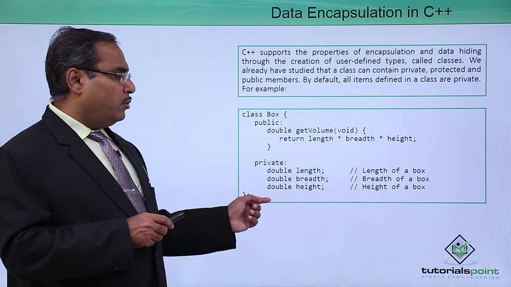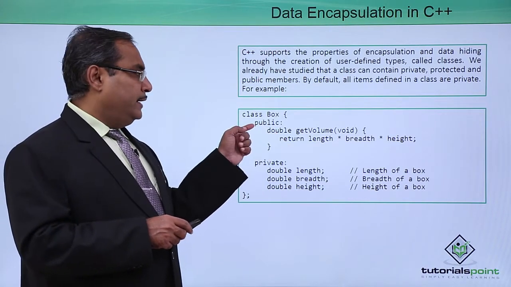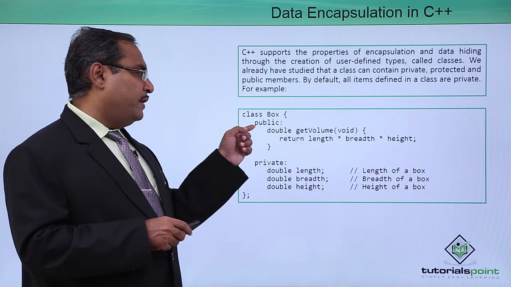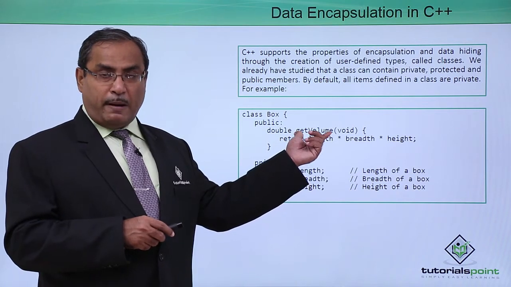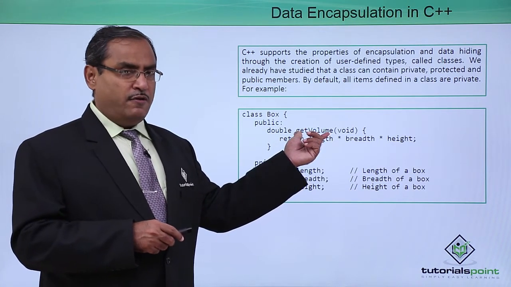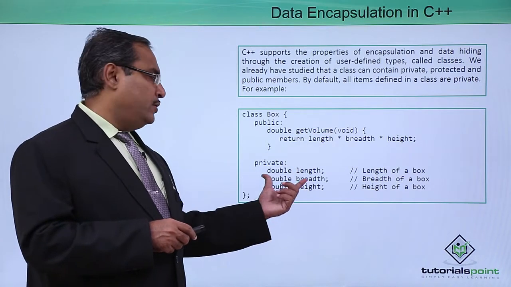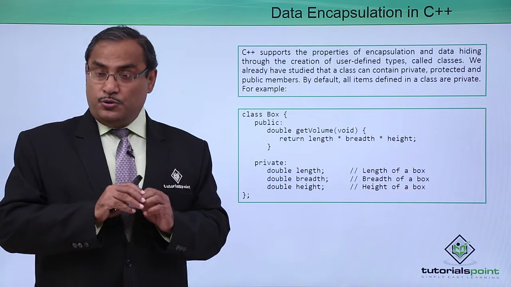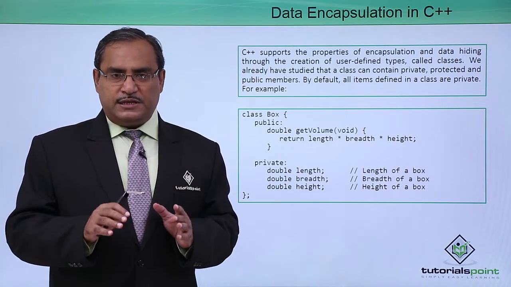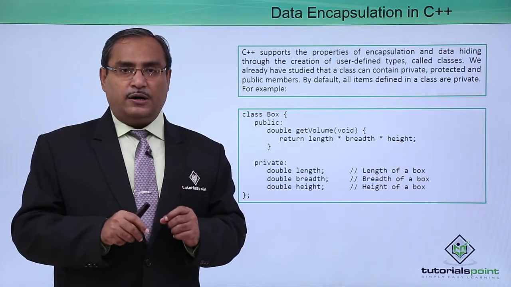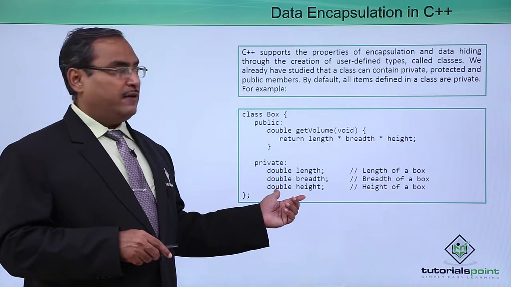Now let us look at one sample code. Class Box: under the public section, we have defined one function, that is getVolume. This function is written under the public section, which means it can be accessed from the outside world. But all the data members are written within the private section. So no external, unwanted, unauthorized interference and access of this data will be possible. That's why they are written under the private section.